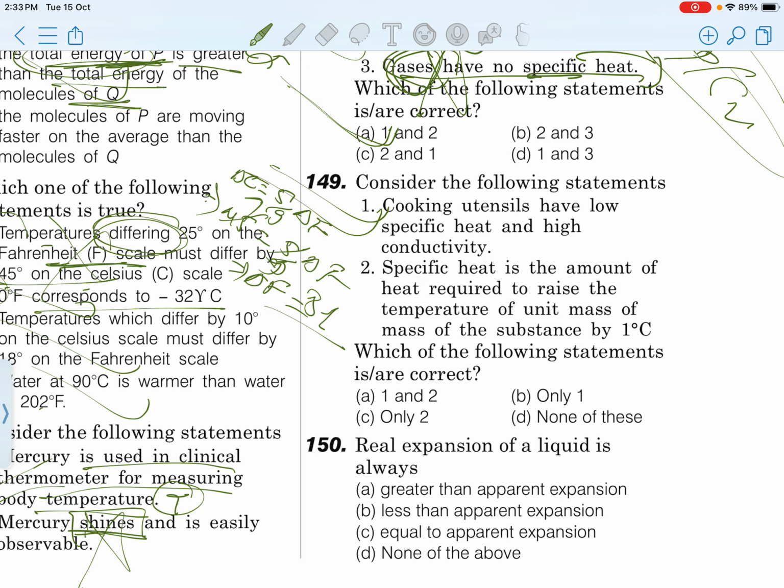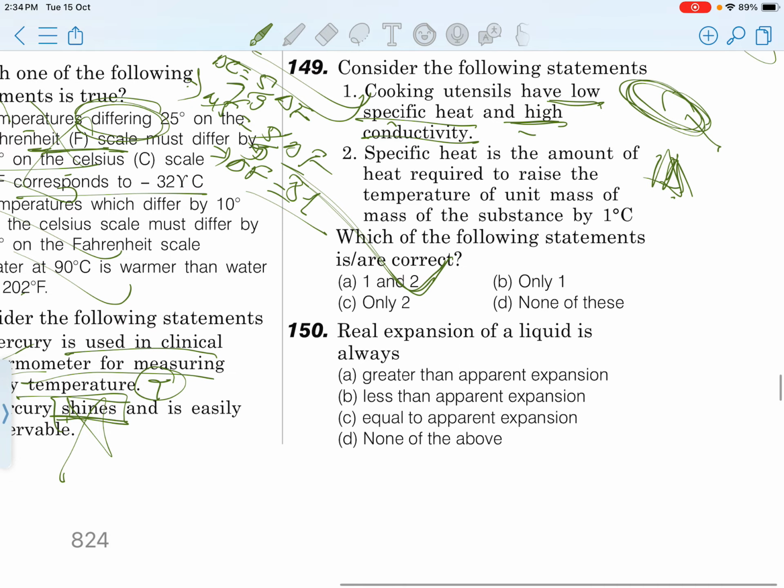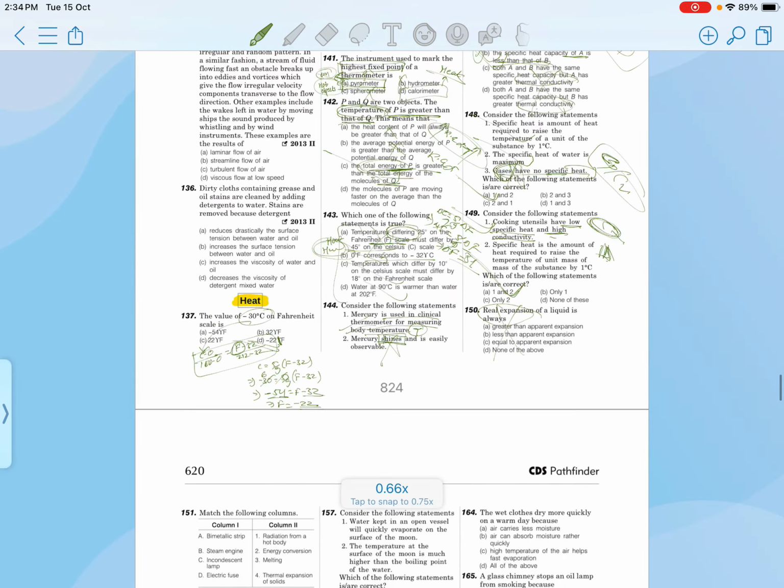Cooking utensils have low specific heat. Yes, obviously. You know why? Because if the material has good conductivity, then heat can be easily transferred and cooking would be easy. And low specific heat means a small amount of heat raises the temperature more. Specific heat is the amount of heat required to raise the temperature of a unit mass, this is also correct. Both 1 and 2 are correct. We don't need to do expansion.